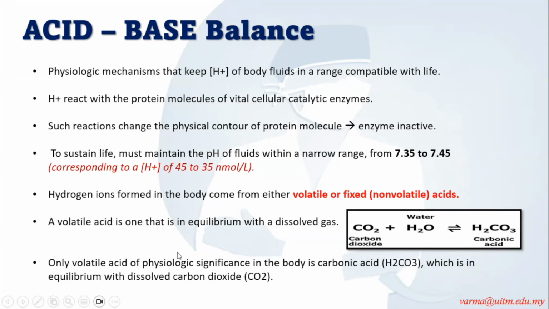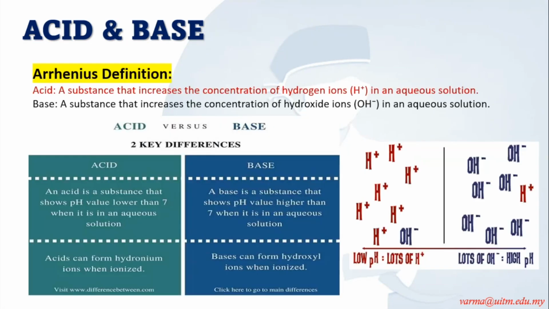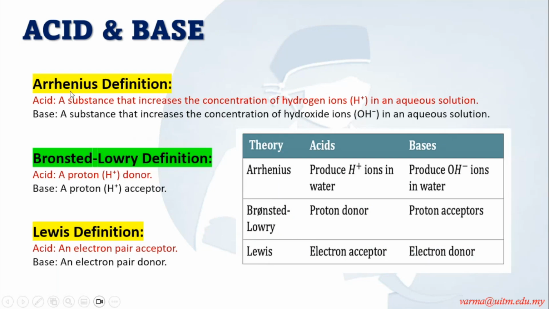So before we go further, I'll just go back to mention the carbon dioxide. Okay, so this definition, you see, the Arrhenius definition says acid is something that can give out hydrogen ion in aqueous solution.